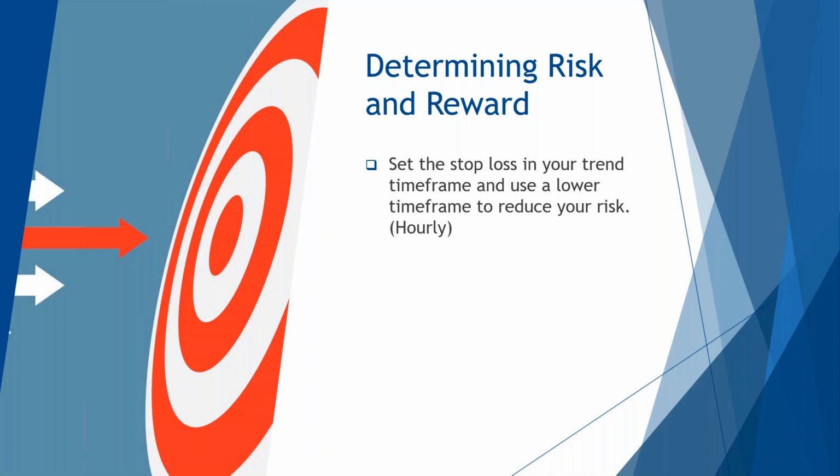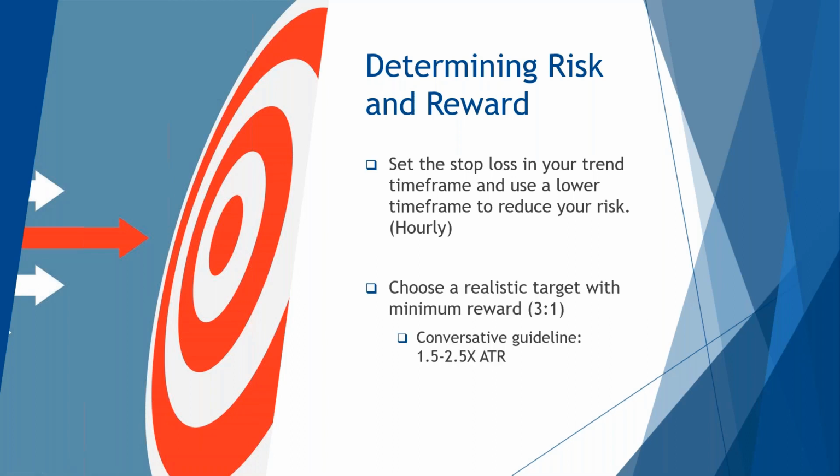But then we drop down to a lower time frame, and this is where we start to reduce our risk. So we set our stop at the trend time frame, but we use a lower time frame to look for a cheaper, so to speak, entry. And then after we've done that, before we can even think about setting the target, we need to set our risk, and we're going to choose a realistic target.